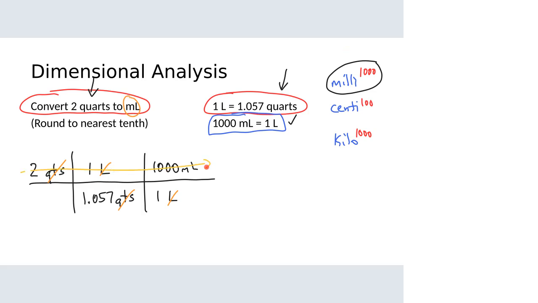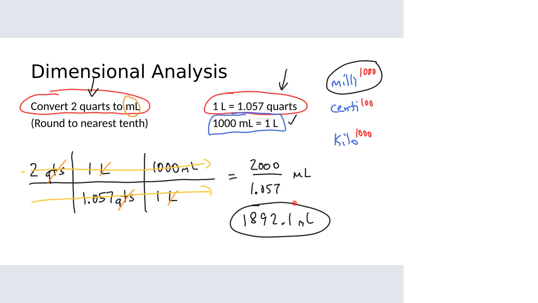Now we'll multiply across the top, multiply across the bottom. And when we do that, I get 2 times 1 times 1,000. On the top is 2,000. On the bottom, I have 1.057 times 1. And milliliters are the units I have left. Finally, we'll divide. 2,000 divided by 1.057, and I end up with 1,892, rounded to the nearest tenth, 0.1 milliliters. So we've converted 2 quarts to milliliters.